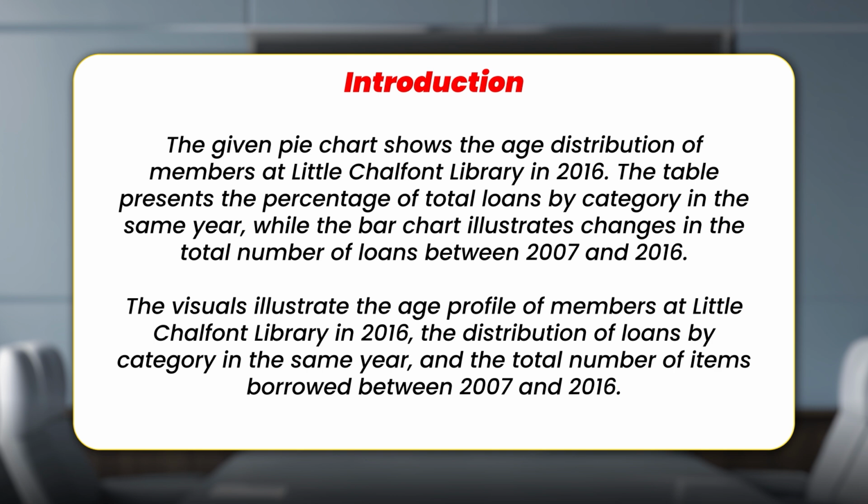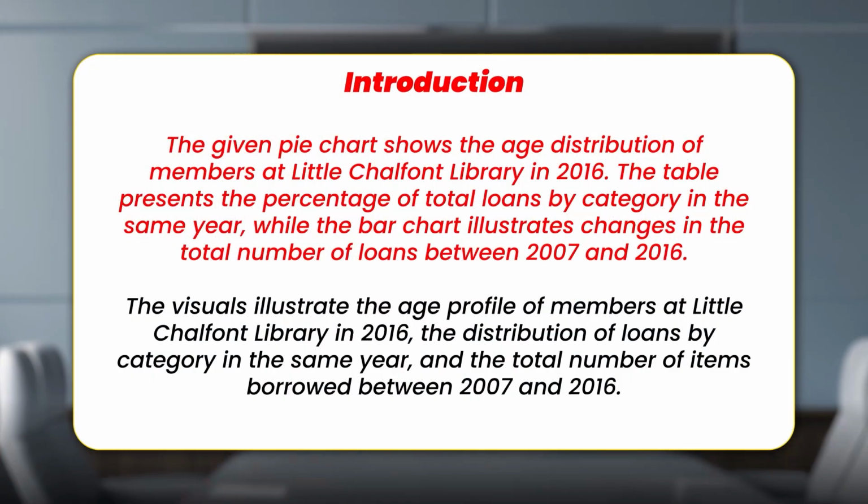It is a clear reflection of what your charts or the given charts represent. The given pie chart shows the age distribution of members at Little Chalfont Library in 2016. So here we have mentioned the pie chart, and the second sentence is about the table and bar chart. The table presents the percentage of total loans by category in the same year, while the bar chart illustrates changes in the total number of loans between 2007 and 2016. Yes, this is slightly longer because we have separated the charts. We have talked about what each chart represents. But at the same time, it is using comparison language also, and it is clarifying what each of the charts represents. So it is a clear reflection of what your charts describe, basically.